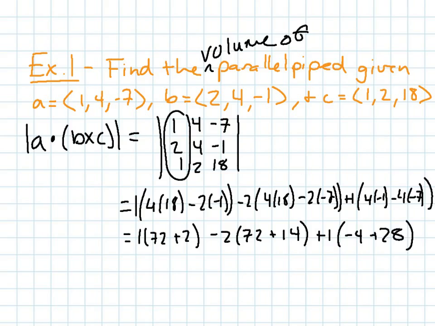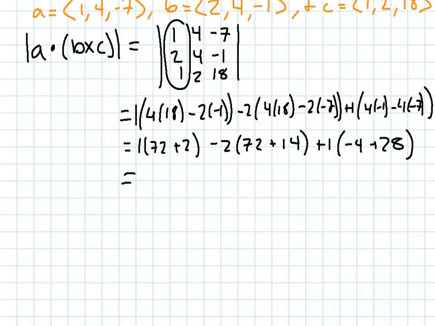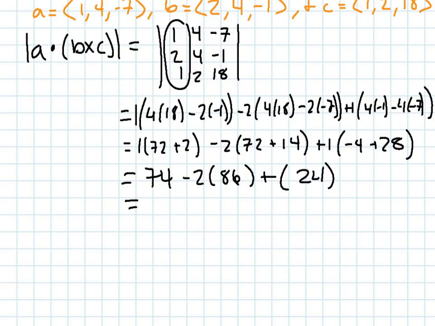Okay, so now putting my stuff together, 1 times whatever is just 1, or is our 74 in fact, so I don't need the 1. Then negative 2 times 86, and then same thing here, I don't need that 1 because it's the same as what I get in the parentheses, so that gives me 24. So now 74 minus 2 times 86, which is 172, and then plus 24. So that will get me 74 minus 172 plus 24 is negative 74.